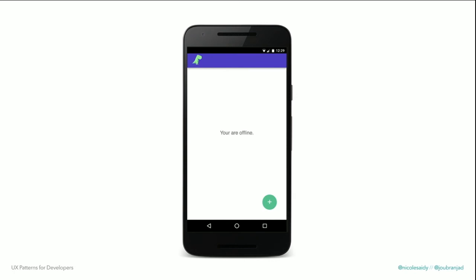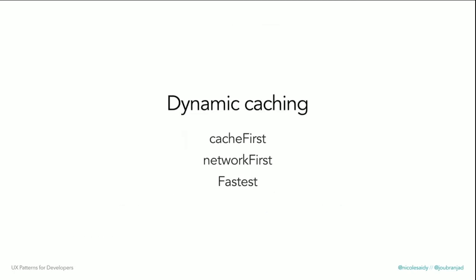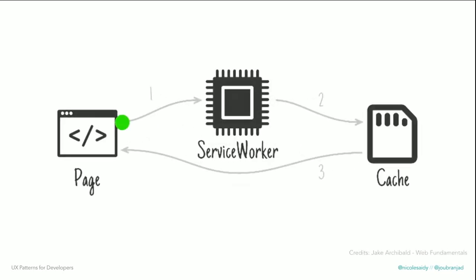So now let's take it a step further and see if we can make our app work offline. This is where dynamic caching comes into place. For dynamic caching to work, we have to use one of three strategies: cache first, network first, or fastest. So I'm going to show you how they work.